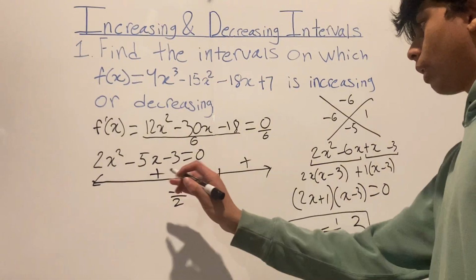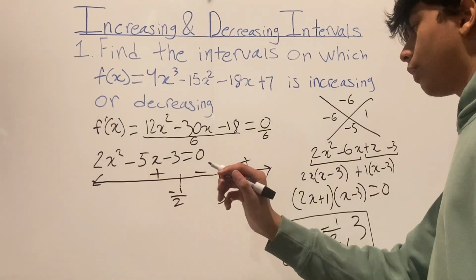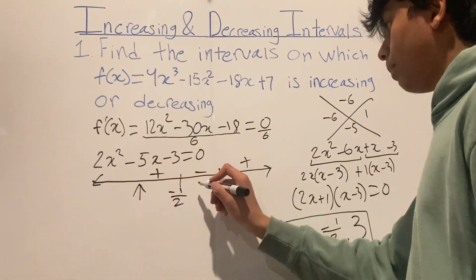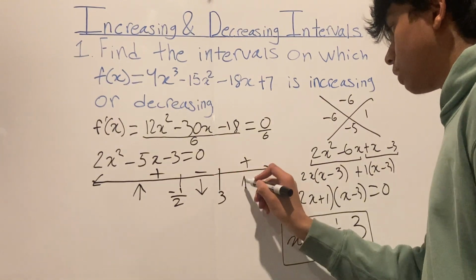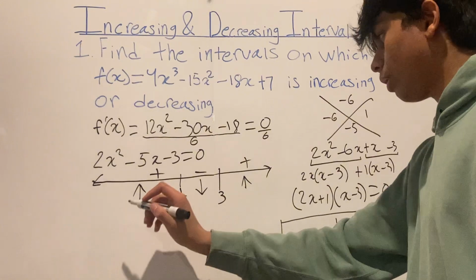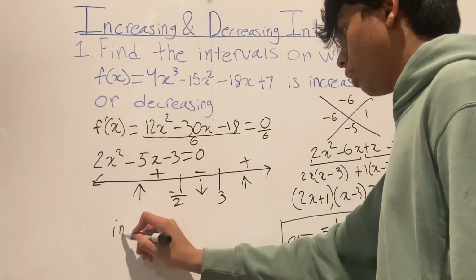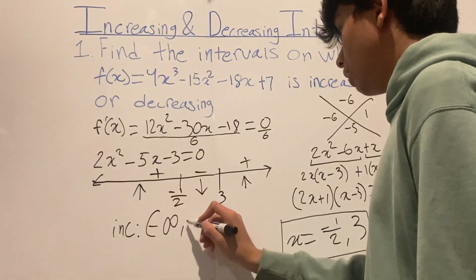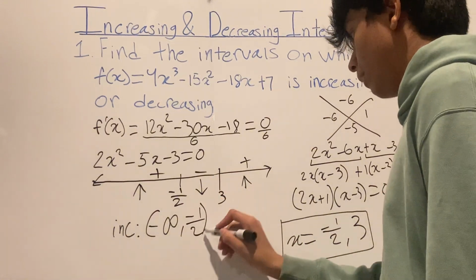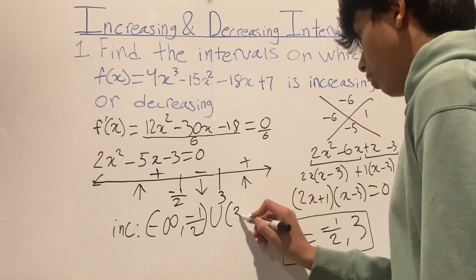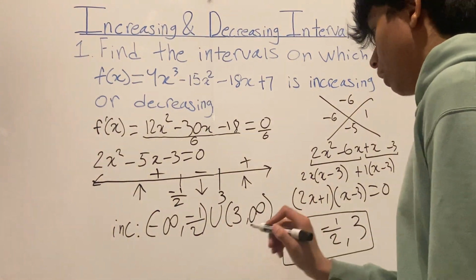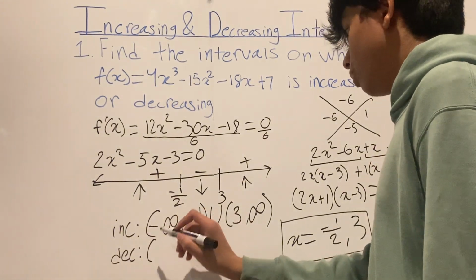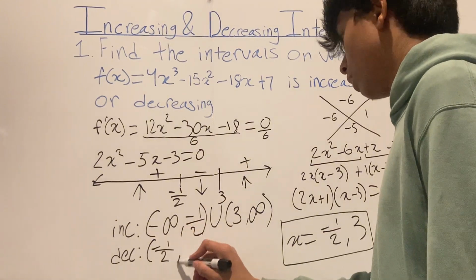So now, wherever there's a positive and negative is where the function is increasing or decreasing. Positive is up, negative is down, and positive is up. So now we can write that our function is increasing on the interval negative infinity to negative 1 over 2 union 3 to infinity. And it's decreasing in between negative 1 over 2 to 3.